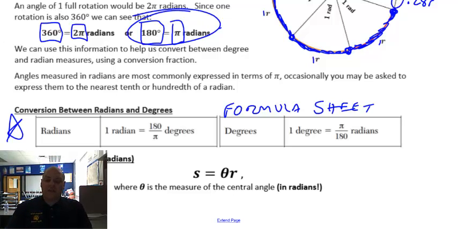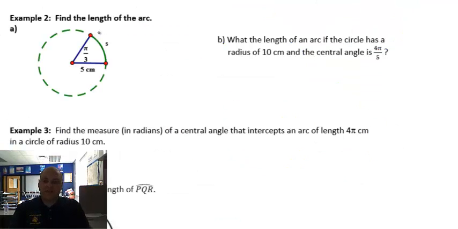Arc length formula in radians. This is going to be our formula to find arc length if we're talking about radian measure. All right, in radian measure, we could find arc length. We're going to do that on the next page here. So let's say I want to find the arc length.